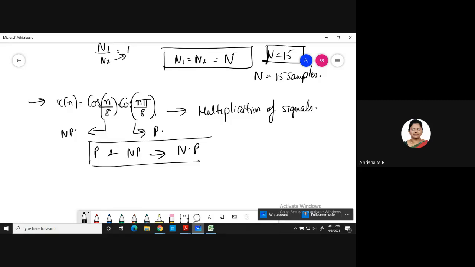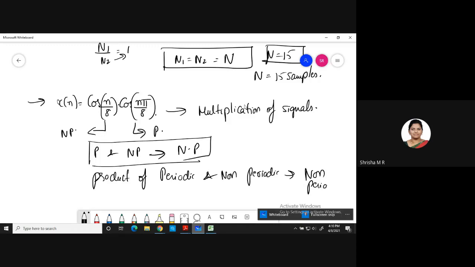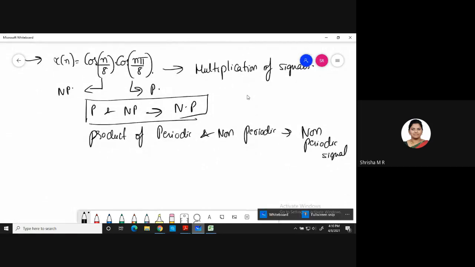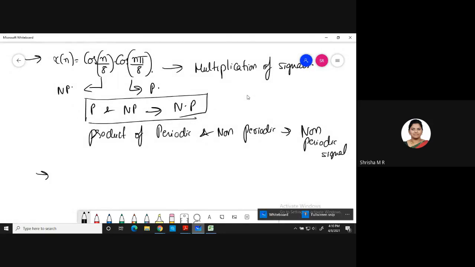Okay, I'll write it. Product of periodic and non-periodic signal is a non-periodic signal only. Okay, you can stop at this stage. Fine. So take down this one. Sine.